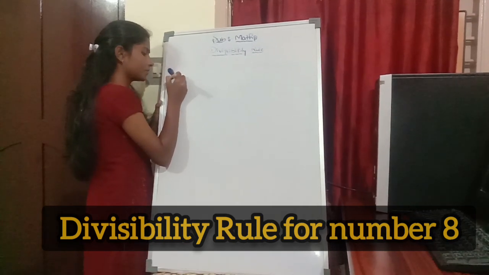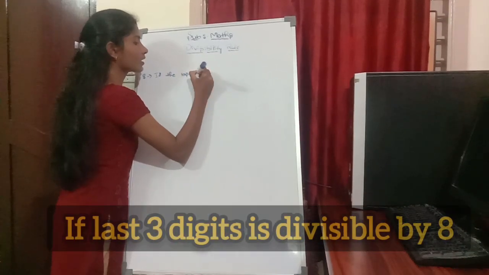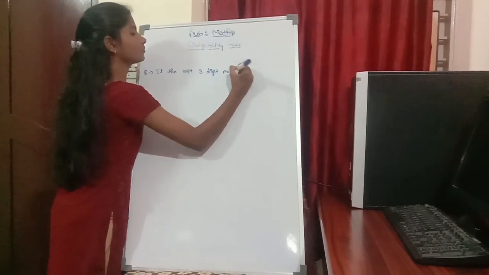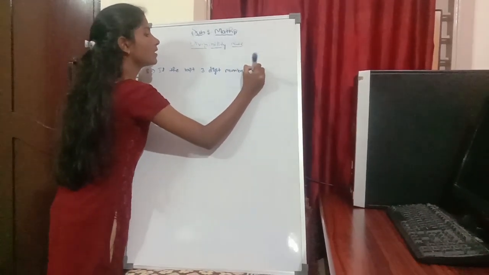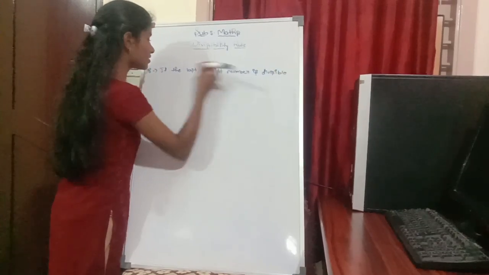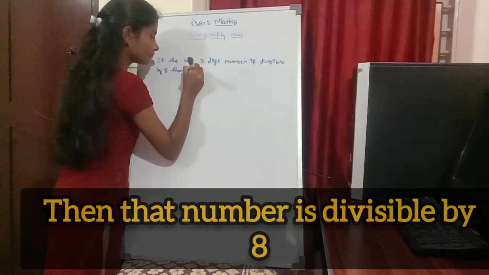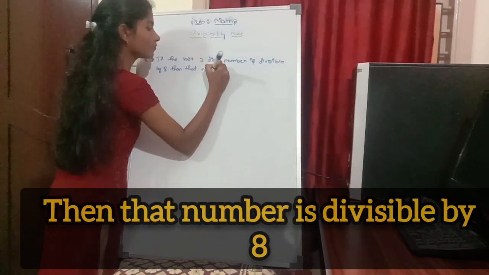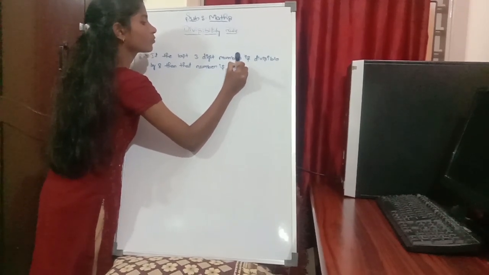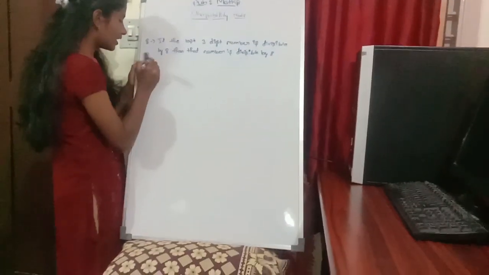Next go to the divisibility rule of 8. Divisibility rule 8. If the last 3-digit number is divisible by 8, then that number is divisible by 8. Let's take an example.